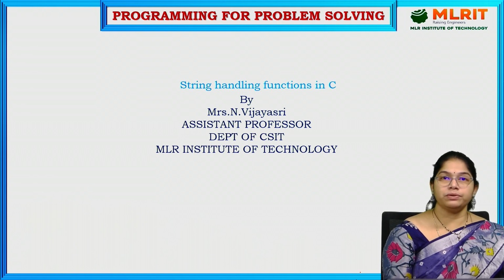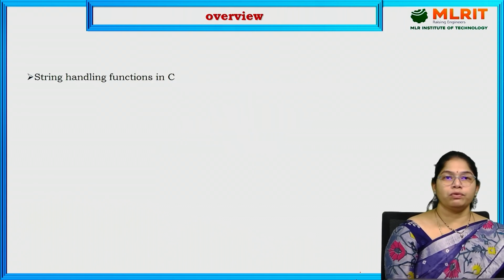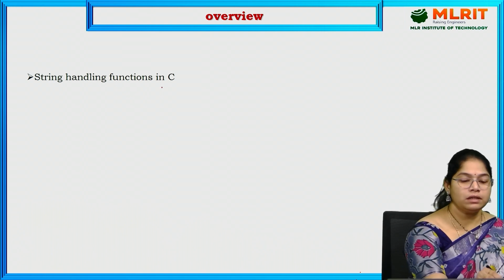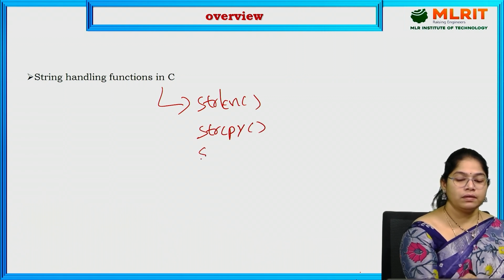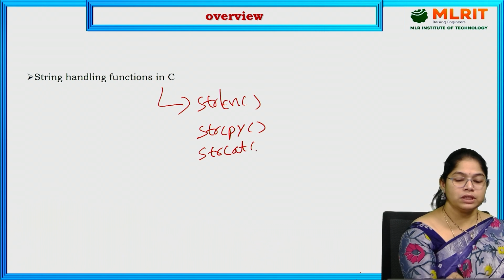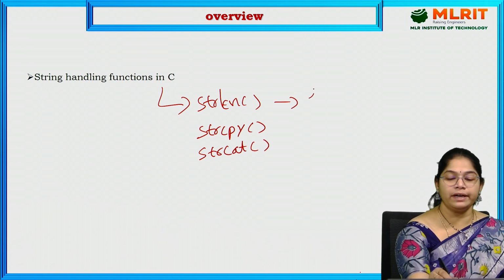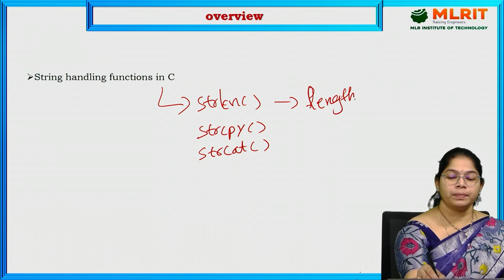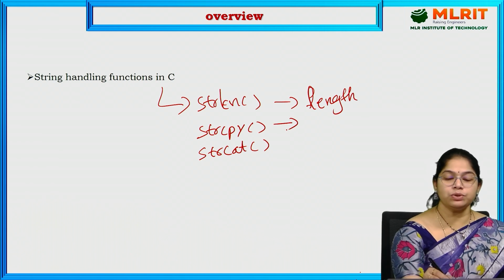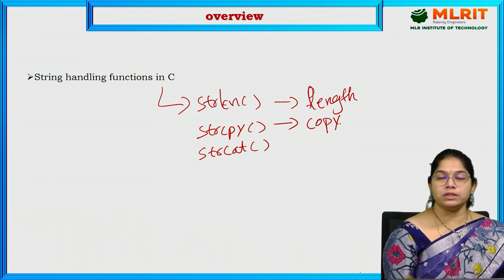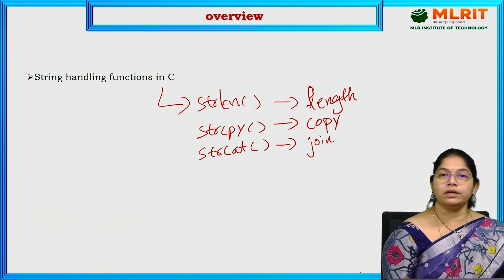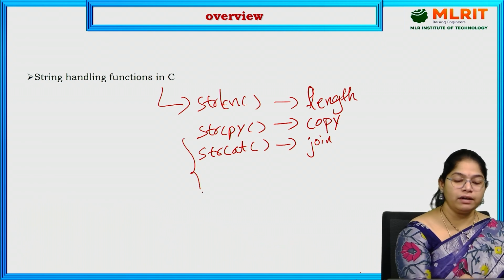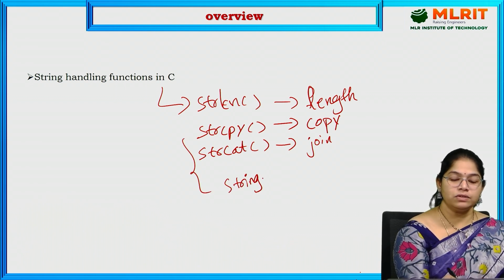In this session, we are going to discuss string handling functions in C: string length, string copy, and string cat. strlen is used to find the length of a string, strcpy is used to copy one string to another string, and strcat is used to join one string into the other string. All the string handling functions are present in the header file string.h.